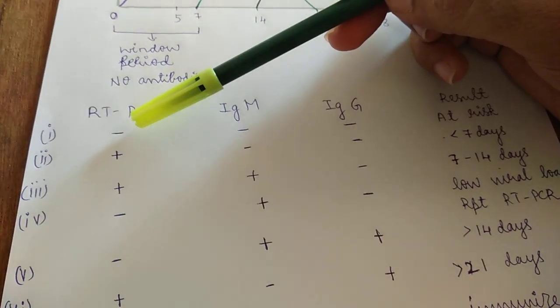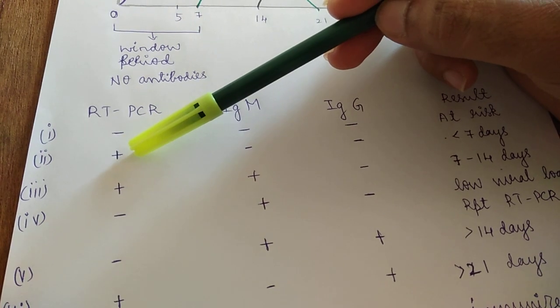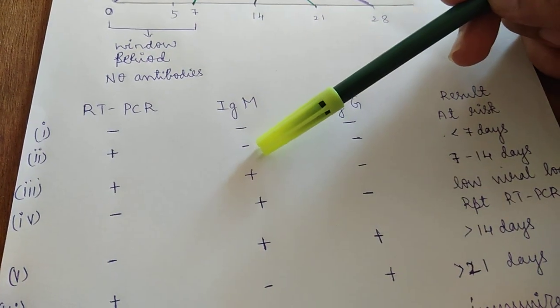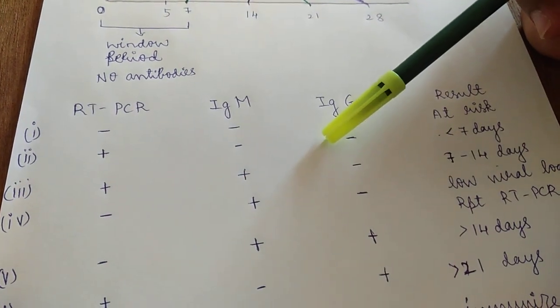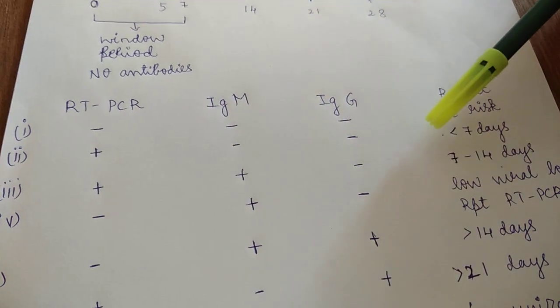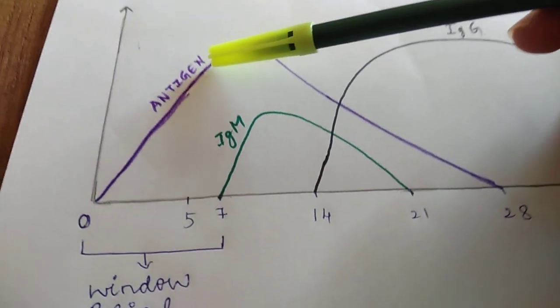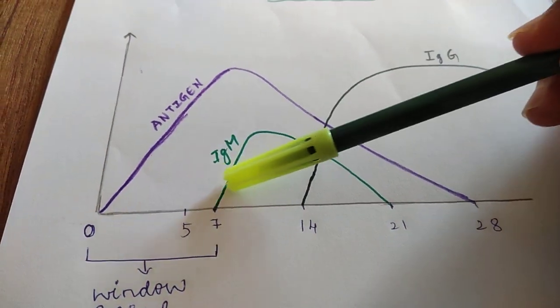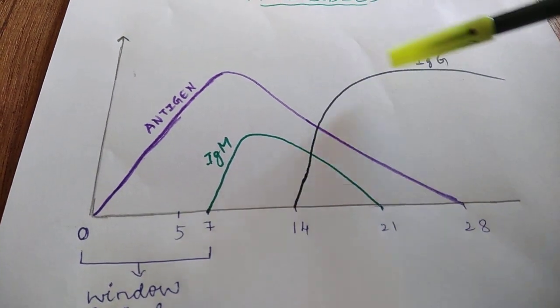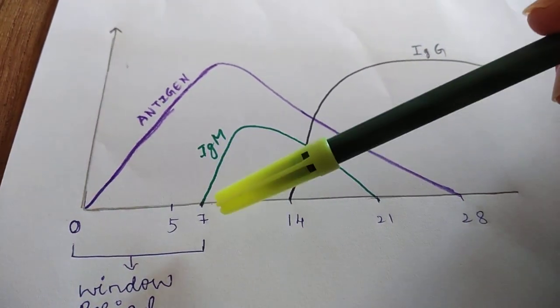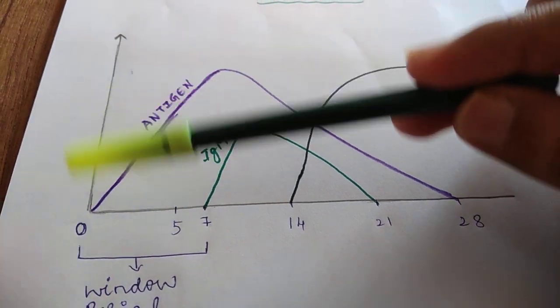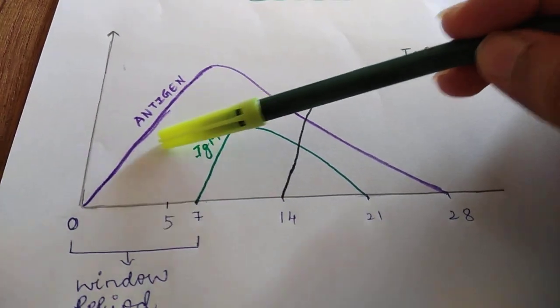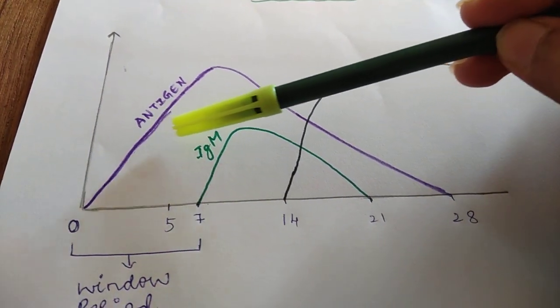In the second scenario, RT-PCR is positive, IgM is negative and IgG is negative. It means the person is in the initial first week of the illness. You can see here, antigen was positive, IgM and IgG both were negative. It means the person has to be from 0 to 7th day, in which there are no antibodies. This is how we recognize that the person is in the initial first week of the illness.